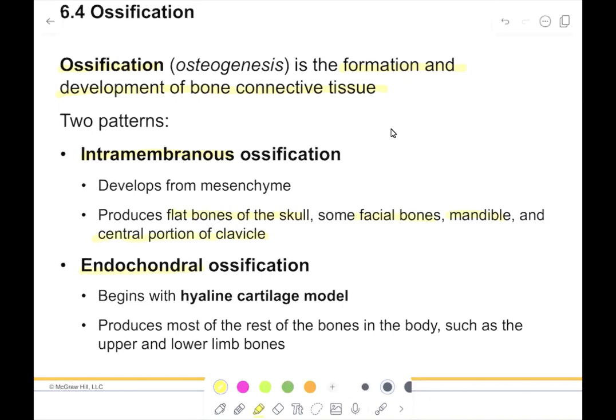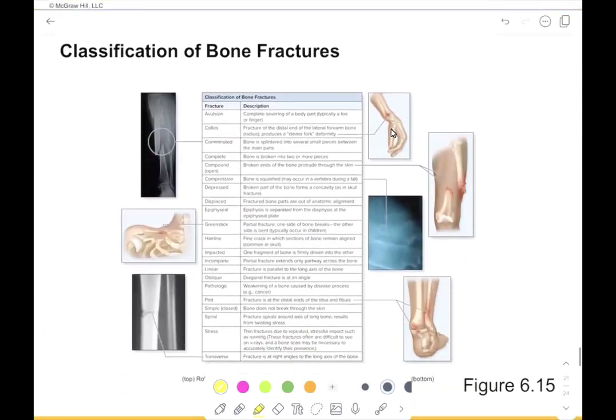And endochondral ossification, notice the root of this word looks like chondrocyte, which we know now means cartilage. So it begins with a hyaline cartilage model, and it's responsible for producing most of the rest of the bones in the body, such as the upper and lower limb bones. So the long bone is a really good example of endochondral ossification.